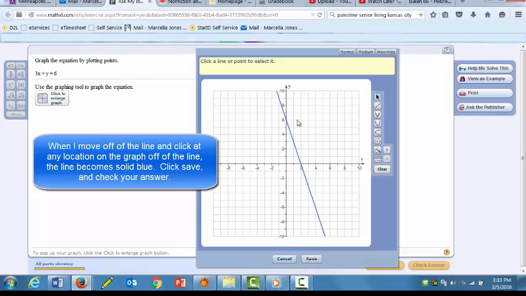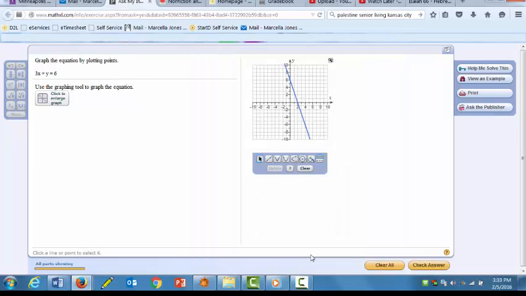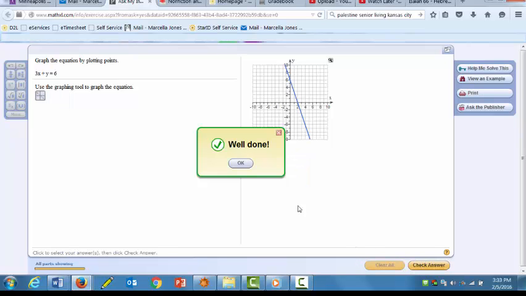Notice it's downward as I move from left to right. So if I'm on the line and I move to the right, I have to go down to get back on that line. So this means the slope is negative. So it's a downhill line and has a negative slope, which we haven't really talked about yet, but we will. Okay, so this is my line. I'm going to save it. I'm going to check my answer, and I did well.